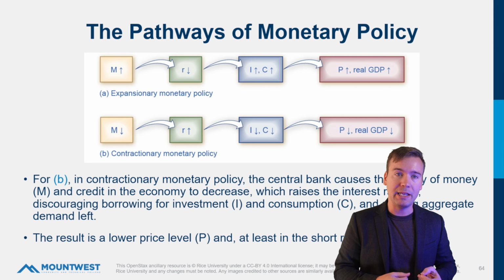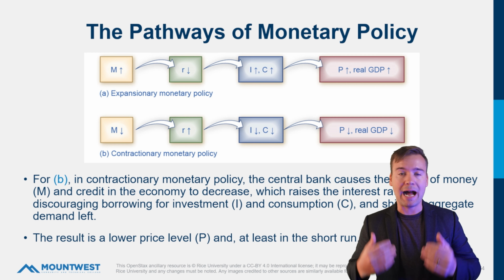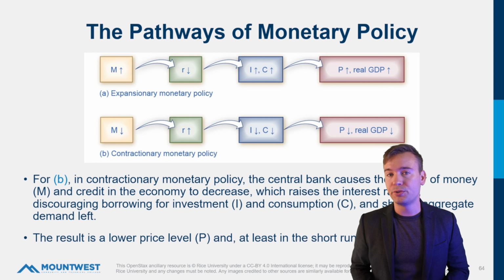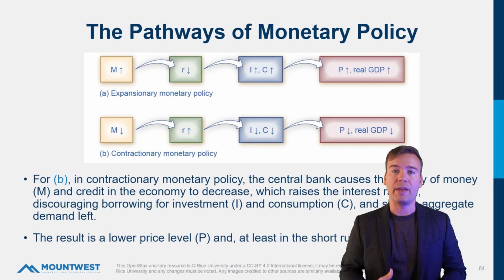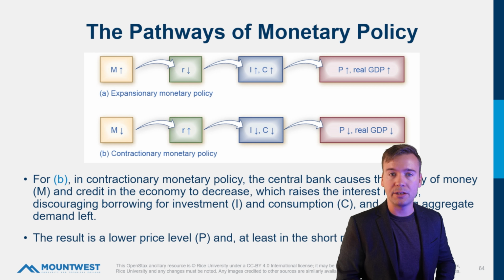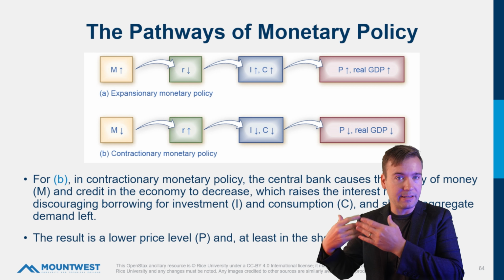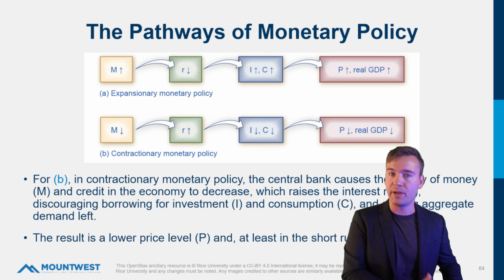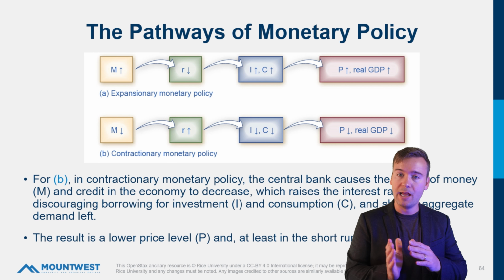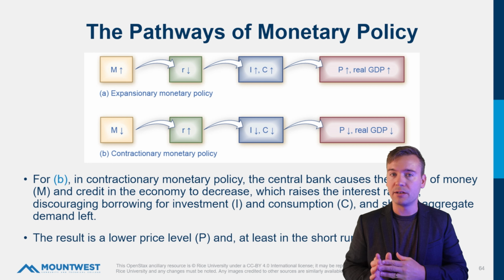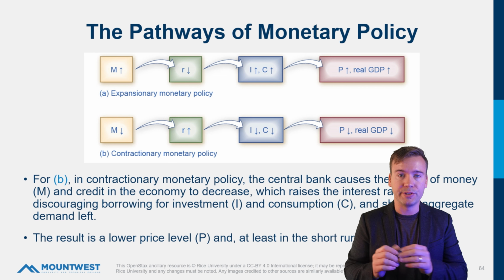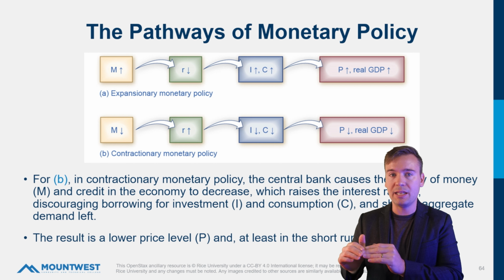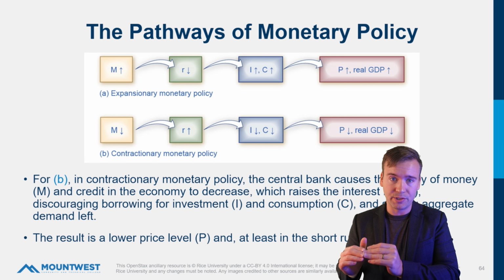Now, in part B, we see the opposite effect with contractionary policy. So here, the central bank reduces the supply of money. They reduce the available credit, which raises the interest rate. Higher interest rates discourage borrowing for both investment and consumption, which leads to a leftward shift in the aggregate demand, and that then reduces the price level as demand falls, and it lowers real GDP, at least temporarily, back to sustainable levels.